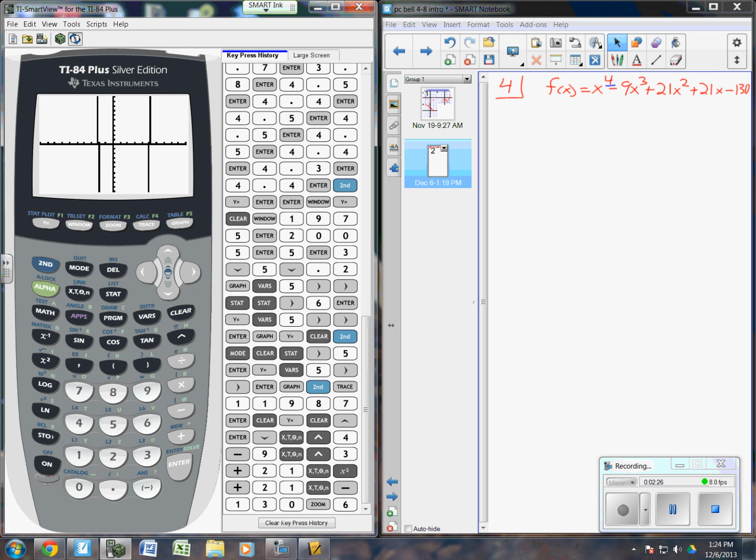We can do this in a couple of different ways. One way is we can use the remainder theorem. We can go f of 5, which means we're going to put 5 in for x, right? So we're going to go 5 to the 4th minus 9 times 5 cubed plus 21 times 5 squared plus 21 times 5 minus 130, and see if I come up with what? 0. Go ahead and put that in your calculator.